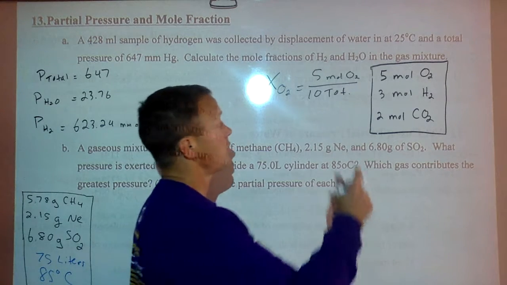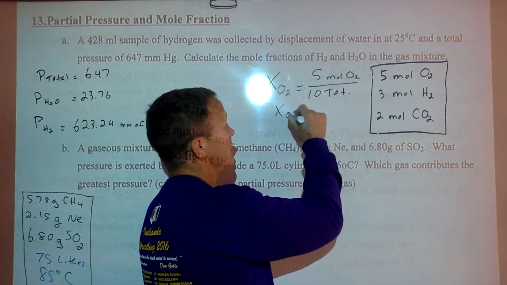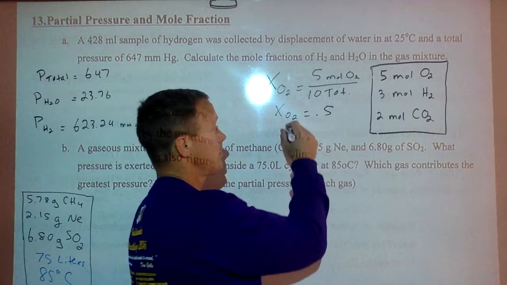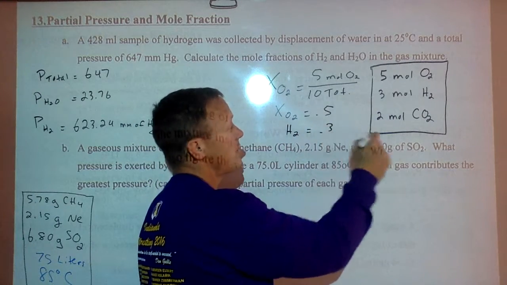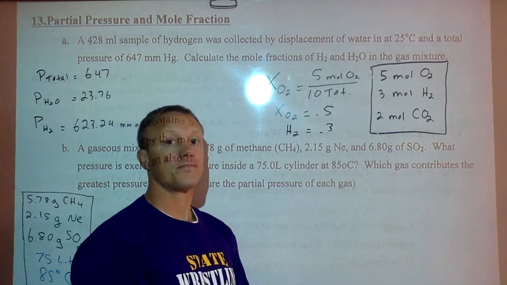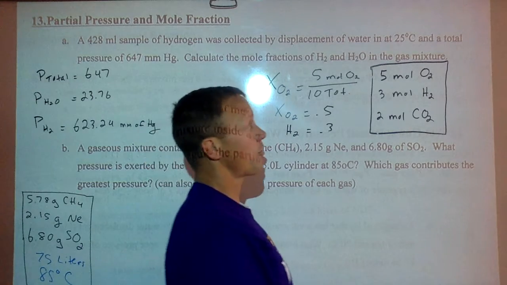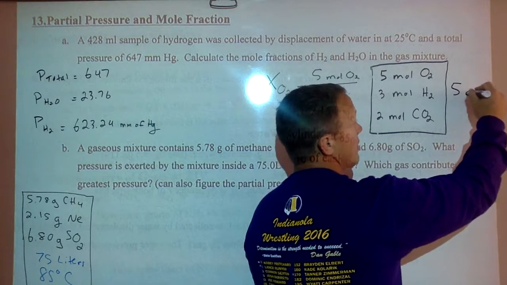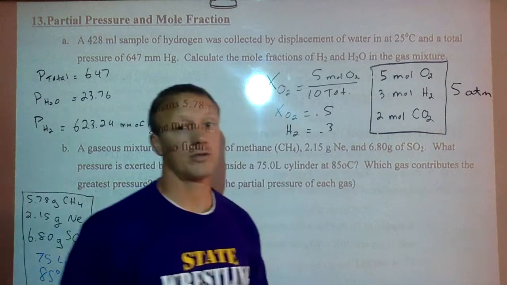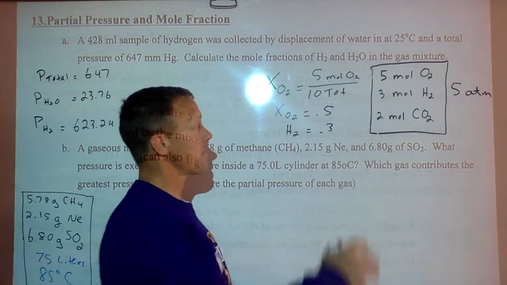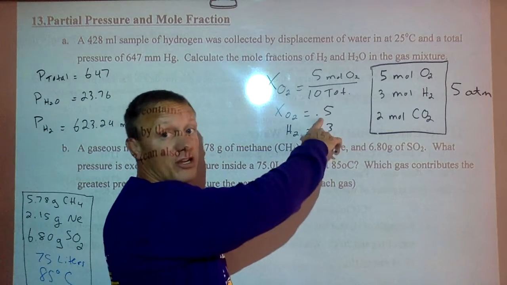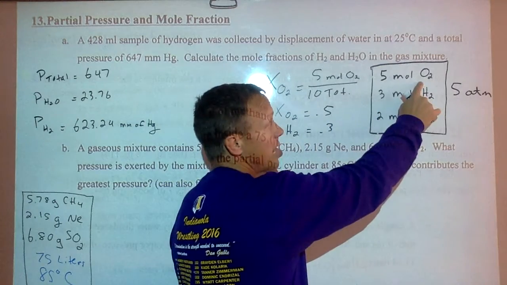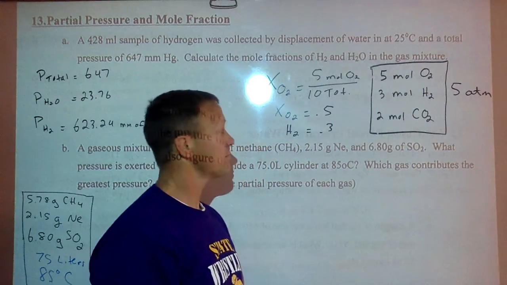So the mole fraction of oxygen would be 0.5. For hydrogen, it would be 3 out of 10 moles. So the mole fraction of hydrogen would be 0.3, and for CO2 it would be 0.2. If the total pressure in here was, let's say, 5 atmospheres of pressure, well, half of that pressure, because the mole fraction is 0.5, would be from oxygen. So 2.5 atmospheres would be from oxygen.